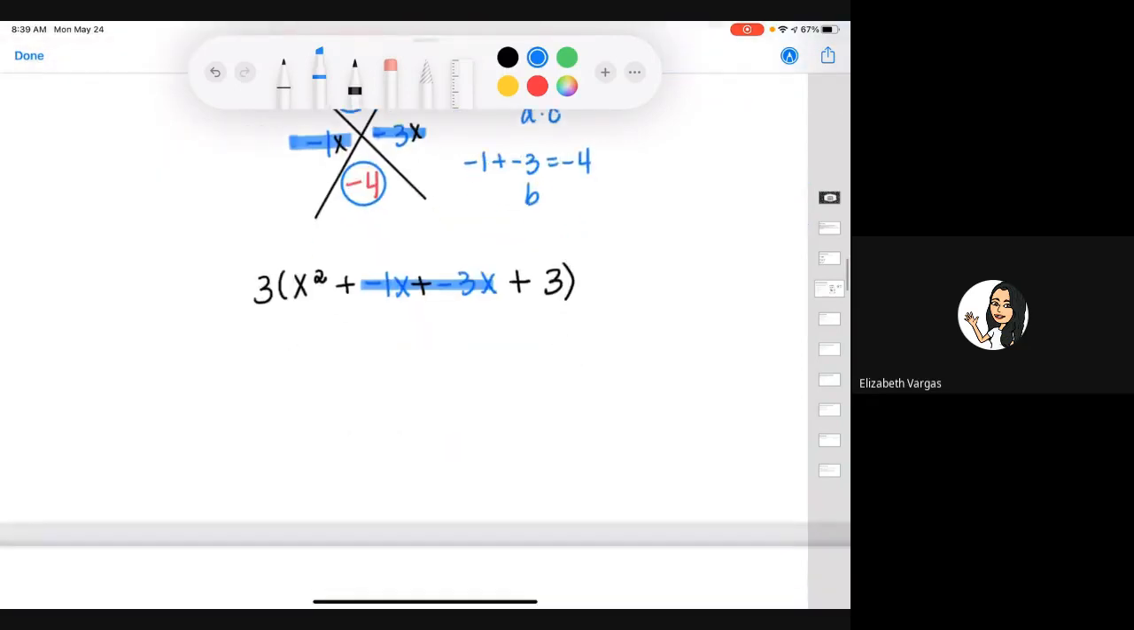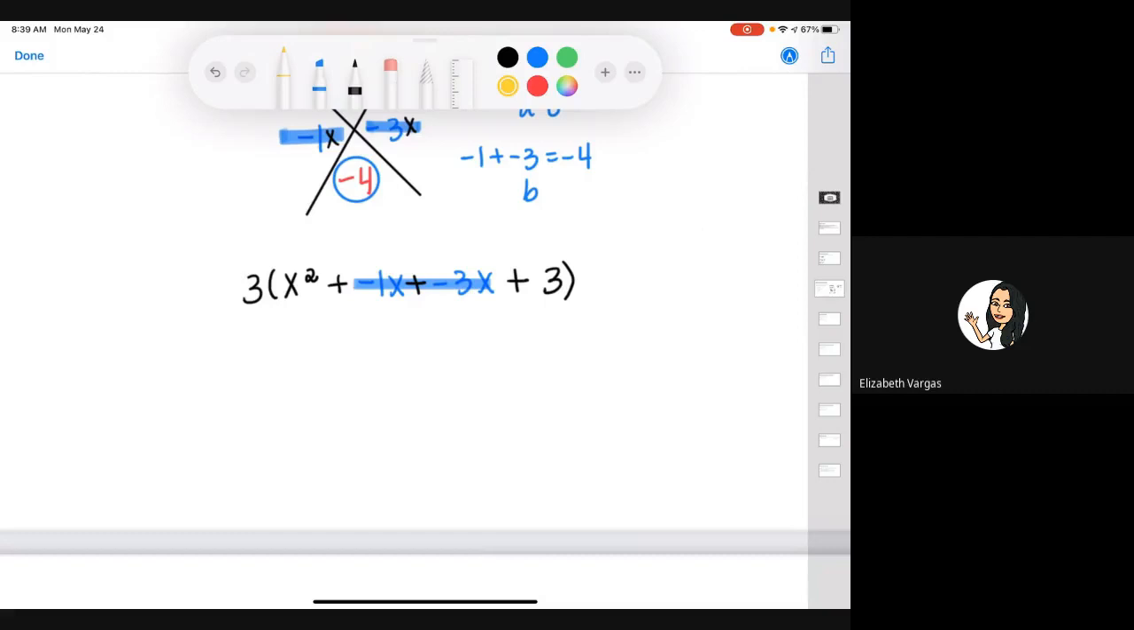Now that we have this expression, what you'll see is we have what we looked at on Friday. Basically we have a polynomial in the center that we can break apart and simplify further. So we're simplifying completely, to the very smallest that we can. So I'm going to go ahead and break this up. X squared plus negative 1x. I'm just going to write negative 1x. Same thing. Negative 3x plus 3. Okay, so I've broken that up into two smaller polynomials.